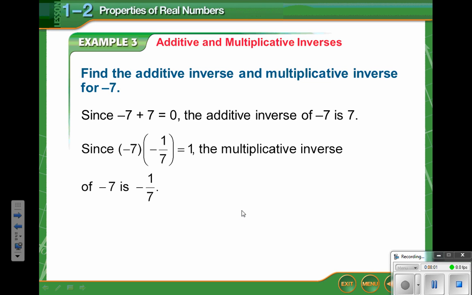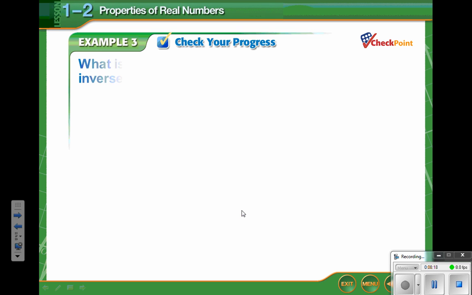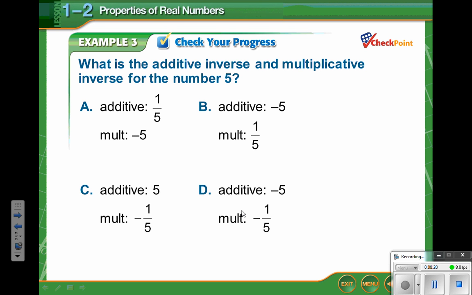So the additive inverse of negative 7 is positive 7 because it's just the opposite. The multiplicative inverse of negative 7 is negative 1/7 because it's the reciprocal. So that would be the answer. You go ahead and try this. What is the additive inverse, or the opposite, and what is the multiplicative inverse, which is the reciprocal, for the number 5? You should have come up with the additive inverse, or opposite, is negative 5. The multiplicative inverse, or reciprocal, is 1/5.